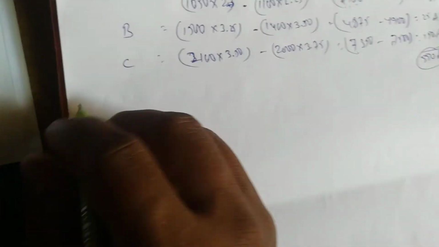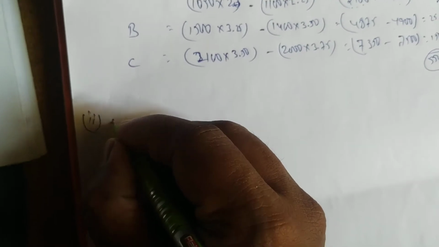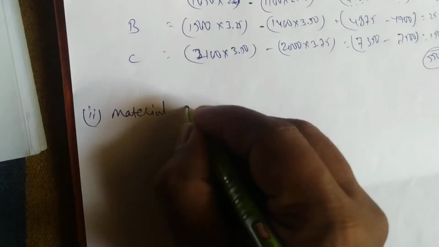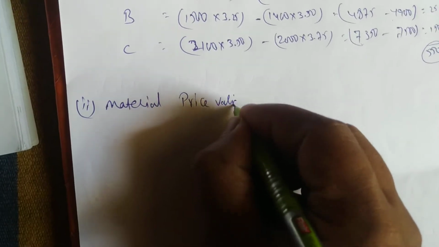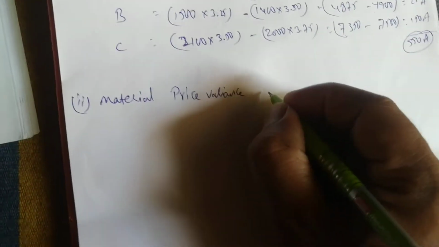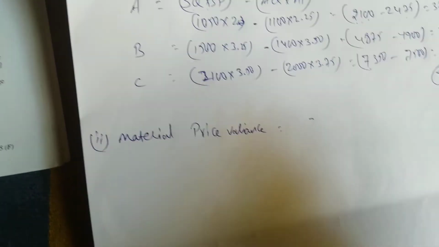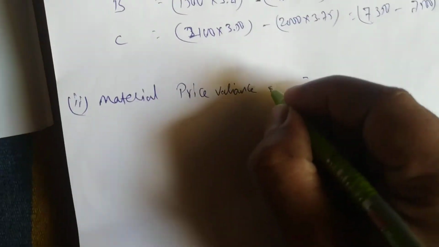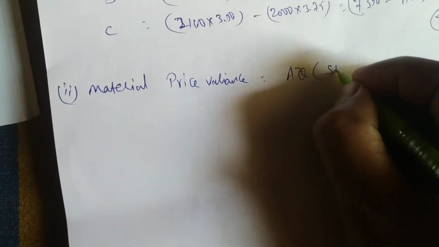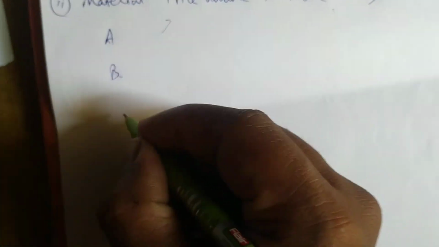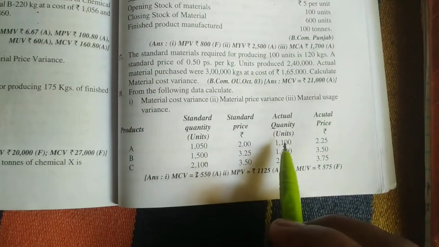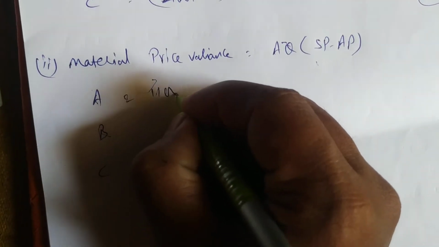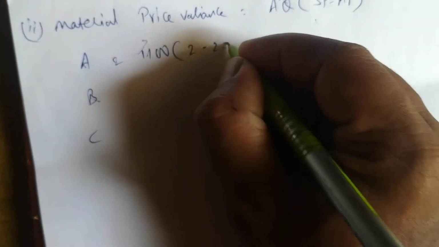Next is material variance. Next is what? Material price variance. The formula for material price variance is what? We have a simple formula for material price variance. We have to write actual quantity into standard price minus actual price. SP means standard price, AP means actual price. So for A, B and C, actual quantity for A is how much? 1100. Let us first write this information. 2 and 2.25, 2 rupees minus 2.25.